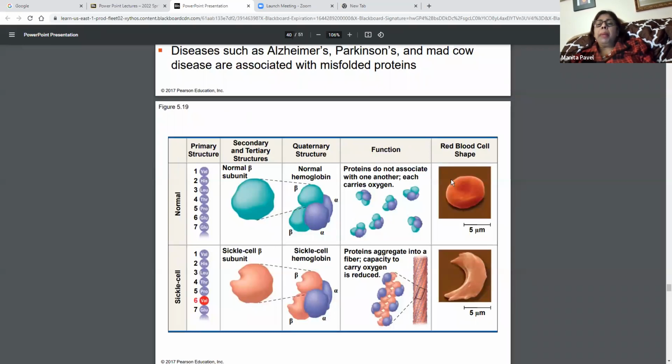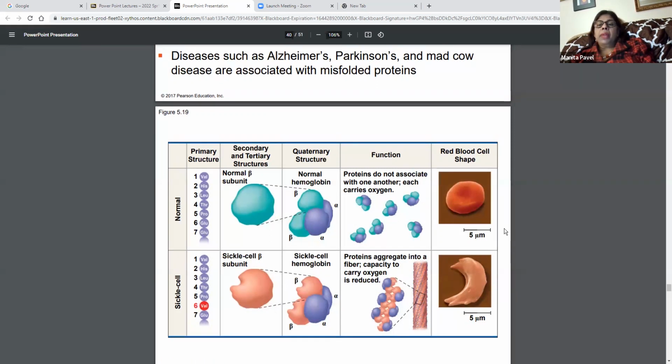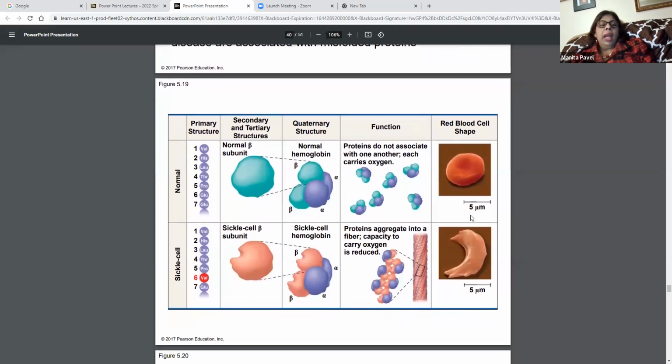So this was the red blood cell, and this is the sickle-shaped cell of an individual who suffers from sickle cell disease. This is our normal red blood cell, okay? And it is because, as I told you, valine is substituted here with glutamic acid.